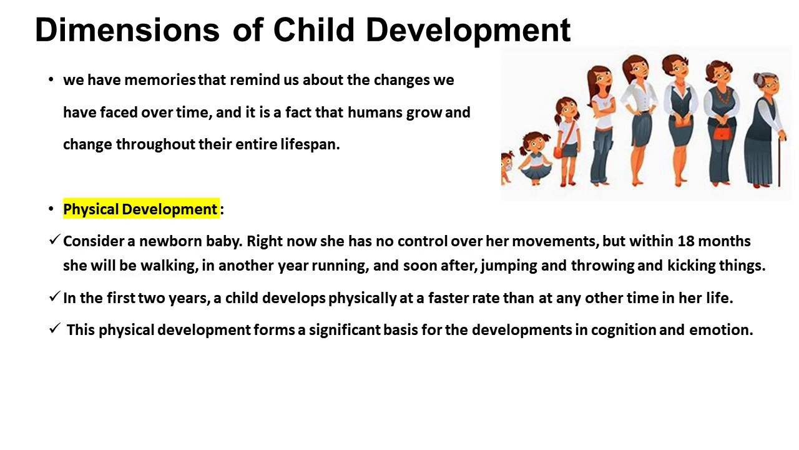In the first 2 years, a child develops physically at a faster rate than at any other time in her life. This physical development forms a significant basis for the developments in cognition and emotion.